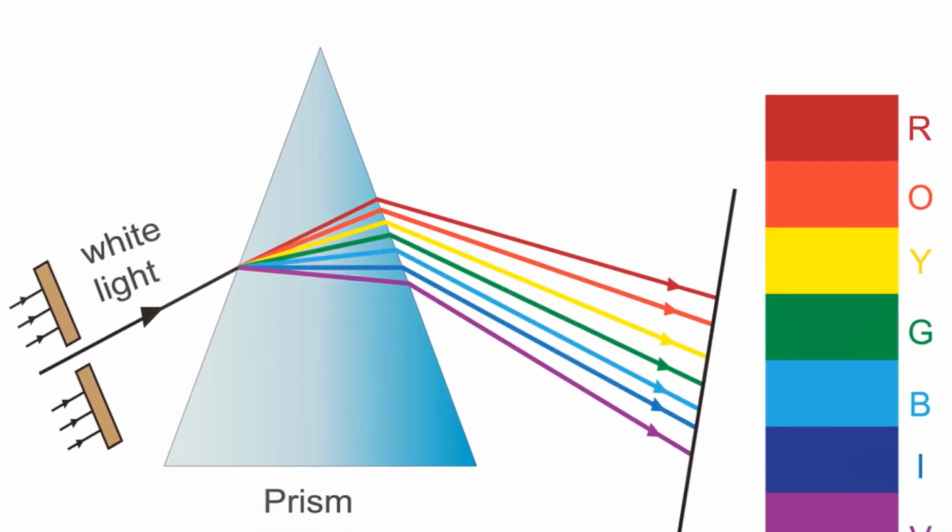Let's take a moment to consider the famous double slit experiment. When light passes through two parallel slits, it creates an interference pattern on a screen. This pattern, with its alternating bright and dark bands, is the signature of wave-like behavior.